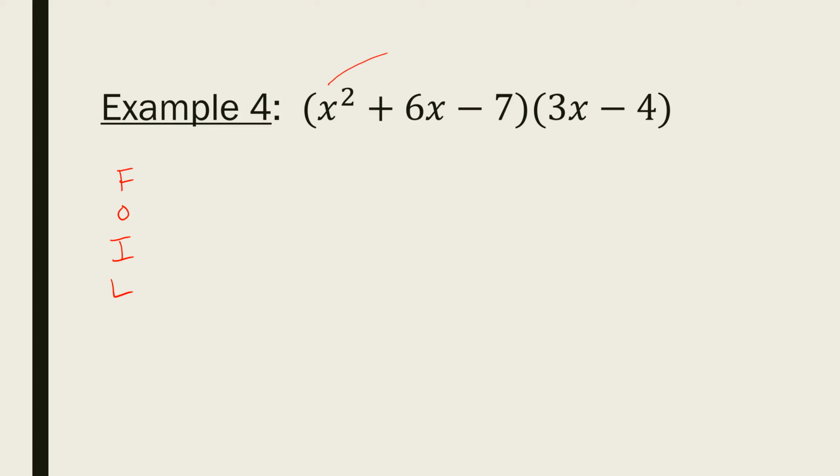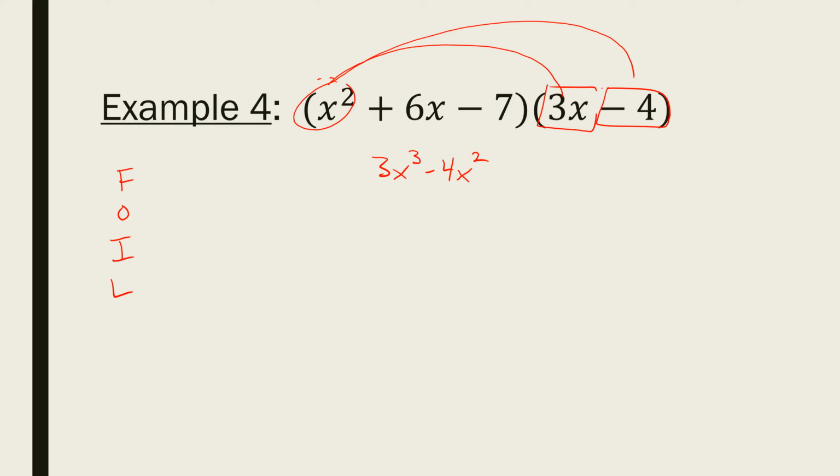x squared needs to go to the 3x, so 3x cubed. I'm multiplying, remember. Also, the x squared needs to go to the -4. So that's -4x squared. And just a reminder, because I'm a great teacher and I repeat things, multiply the coefficients, add the exponents. Okay, notice I have now used the x squared up. It has gone into this, it has gone into this. It's done. Next, I need to move on to the 6x.